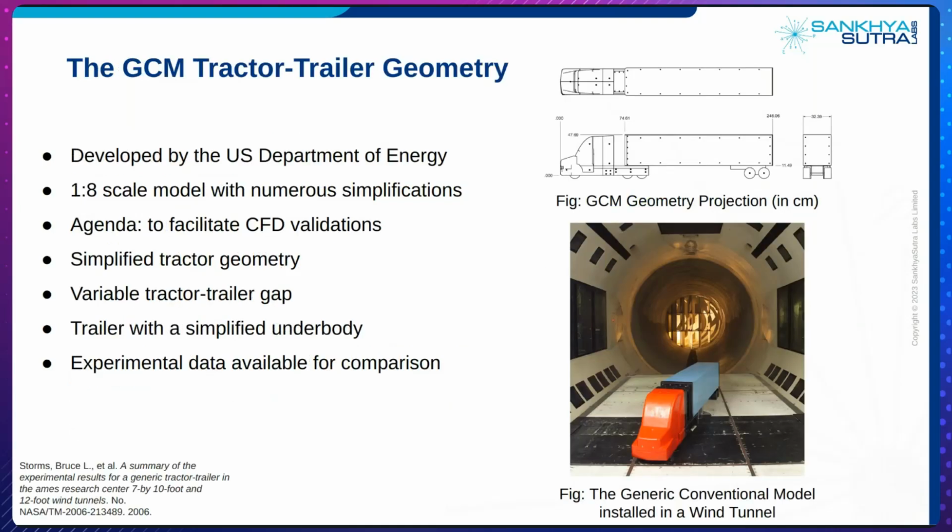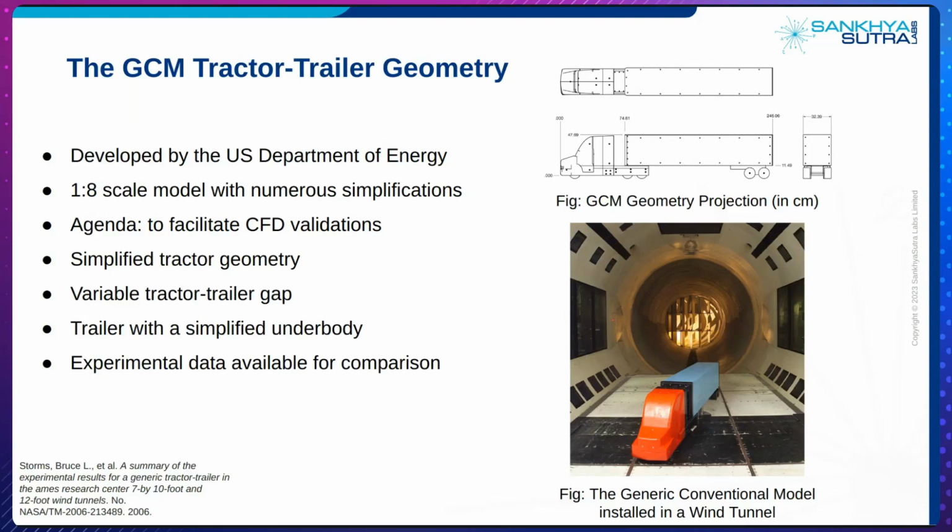Now, to give you a brief idea of why the GCM tractor-trailer geometry was synthesized, it was developed by the US Department of Energy in the year 2006. It is a 1:8 scale model with numerous simplifications that render it easy to mesh and run simulations for. The basic purpose of creating this geometry was to have a valid case to facilitate validations for CFD codes. It's essentially a simplified tractor geometry with a trailer that is attached to its rear.